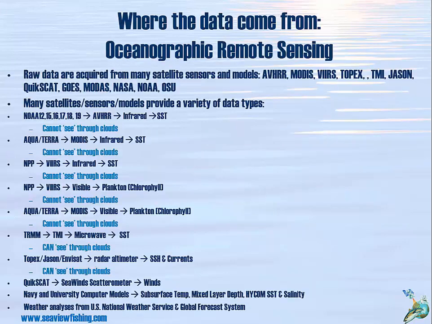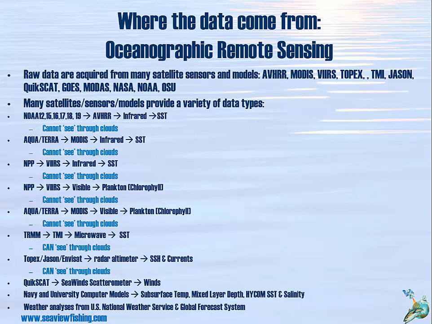Ocean Imaging and the SeaView team get the data used to produce the SeaView data products from many different sources. Directly from satellites with very specialized sensors on board, from universities and government agencies who pre-process the satellite data and then pass the raw data to us to further process and turn the data into usable SeaView information, and from oceanographic models such as the U.S. Navy's Hybrid Coordinate Oceanographic Model, otherwise known as HYCOM.